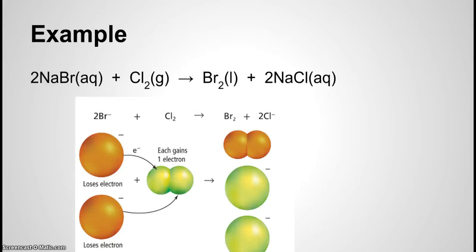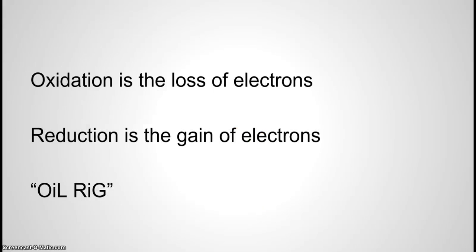All right, let's look at another example. Now, this is going to be a single replacement reaction. Chlorine is going to replace the bromine. So here we're not dealing with metals, we're dealing with halogens, which happens every so often in a single replacement reaction. So in this particular reaction, we have the bromine ions, which are here. They're going to be giving chlorine gas electrons, so there's a transfer of electrons. Bromine's going to turn into a liquid, chlorine is going to turn into an ion and bond with the sodium. So we have a transfer of electrons again, making it a redox reaction.